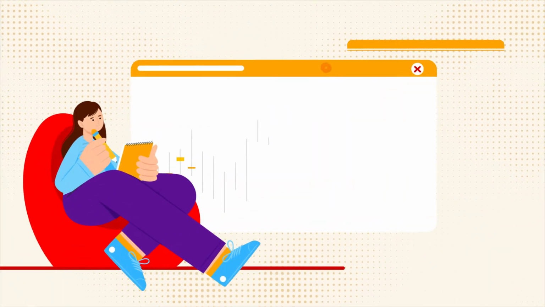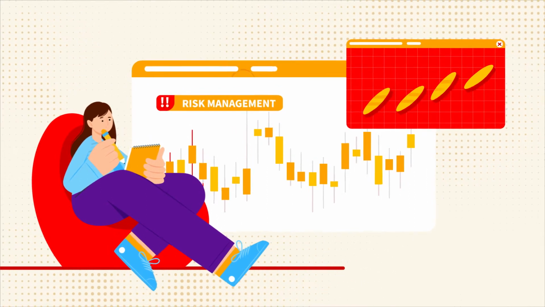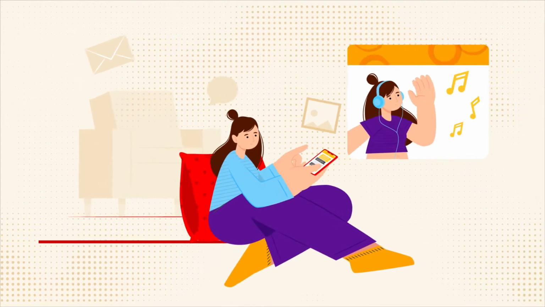This type of order is best used when traders are looking to manage their risk to a high degree. They can also allow the trader to have peace of mind when they need to step away from their screen.